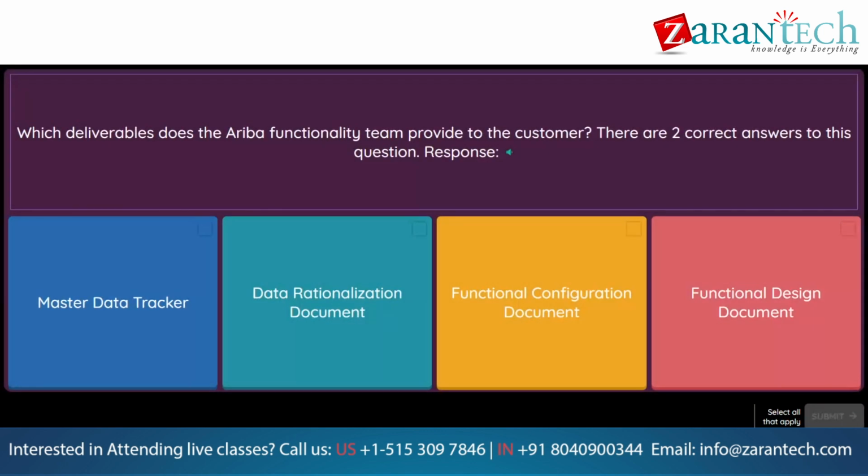Question: which deliverables does the Ariba functionality team provide to the customer? There are 2 correct answers to this question. Response: Option 1: Master Data Tracker. Option 2: Data Rationalization Document. Option 3: Functional Configuration Document. Option 4: Functional Design Document.